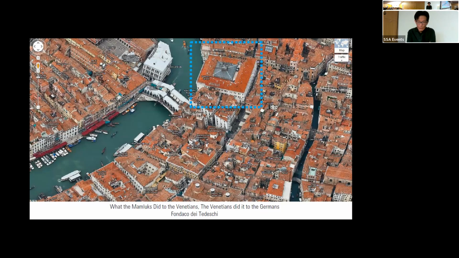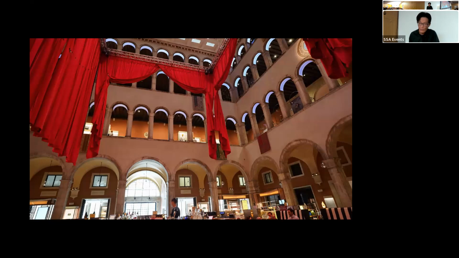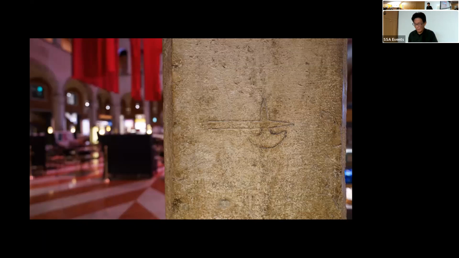So what the Mamluks did to the Venetians, the Venetians did to the Germans. Basically, they have a Fondaco, which put all the German merchants there, controlled their business activities, and charged taxes on their buying and selling. And this is what you can see today if you go there. Also notice maybe some old German merchants carved their axe on one of the columns.